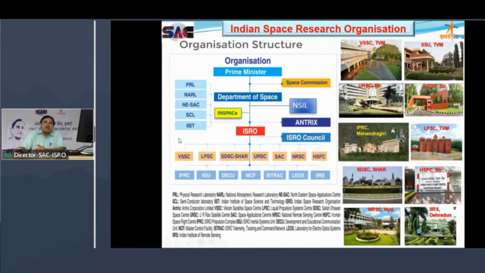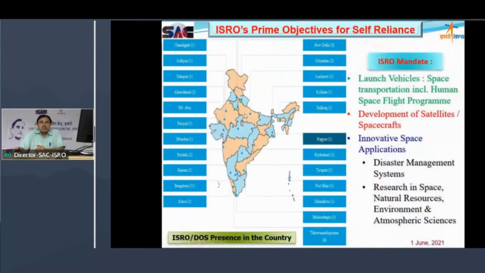So this is ISRO. And as you can see here, ISRO is almost spread all across the country. Wherever you are located, you will have something or the other nearby at your place. So you need not come all the way to Bangalore or Trivandrum or Ahmedabad for seeing the activities of ISRO. You can as well watch it at a nearby place from your hometown, your place where you are working.